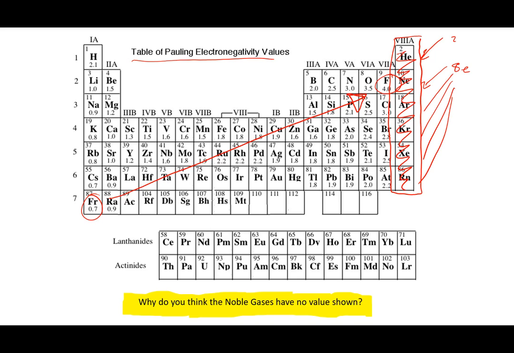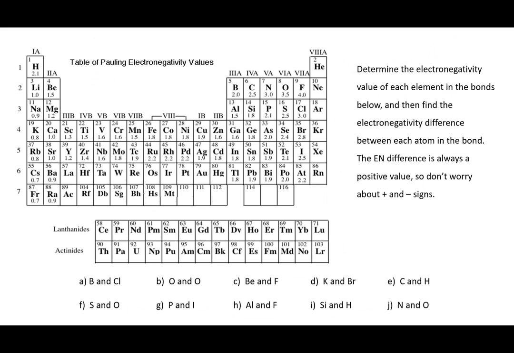Let me show you how this works in general. It's pretty simple. So here's a little practice for you. I suggest you pause the video after I explain this and give this a try yourself. So determine the electronegativity value of each element in the bonds below, and then find the electronegativity difference between each atom in the bond. The electronegativity difference is always a positive value, so don't worry about positive and negative signs. So you can take the absolute value of these. Let me do the first one for you. So boron and chlorine.